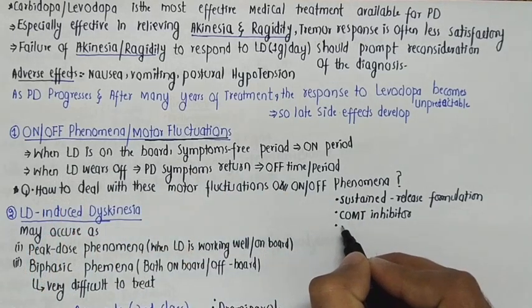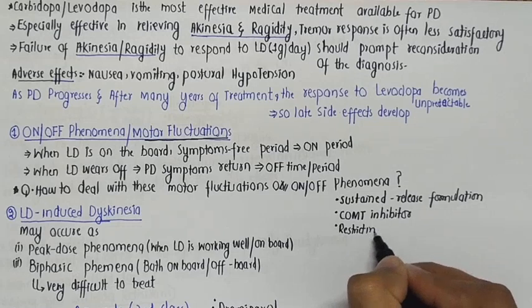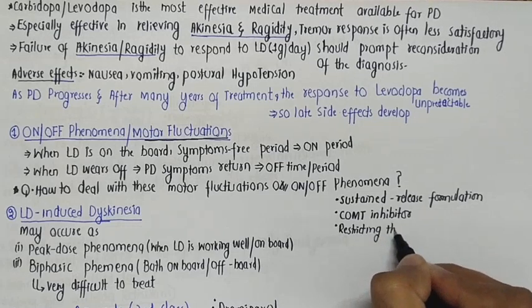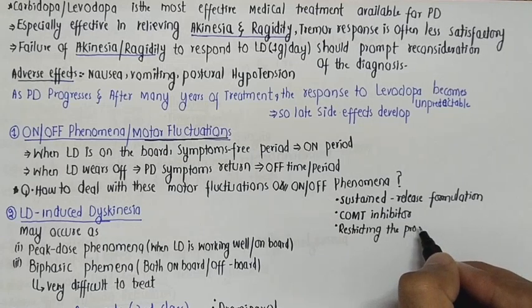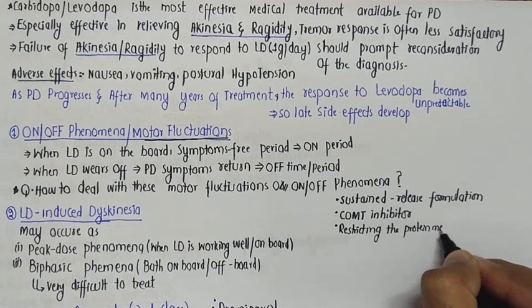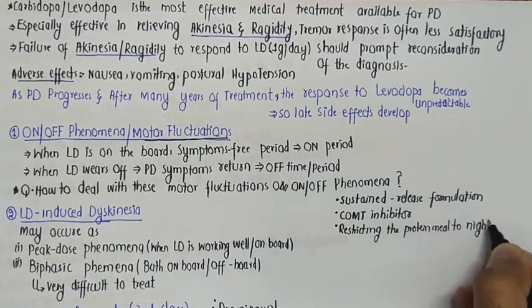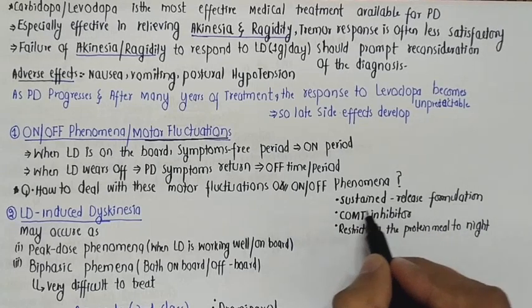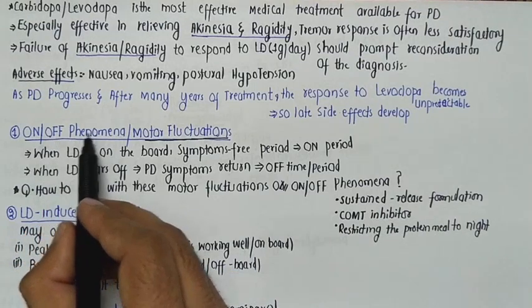The third is restricting the protein meal of the day to night. So these three methods are used to combat this on-off phenomenon.